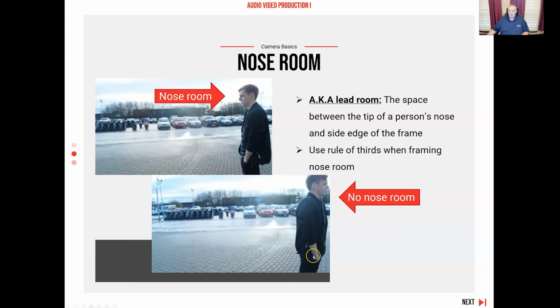This shot is bizarre. There is no nose room at all. Looking off frame, it's like, what's the point of this? The only reason I can see doing a shot like this is maybe he's ignoring his girlfriend over here. I'm not talking to you, and turns around and looks the other way.